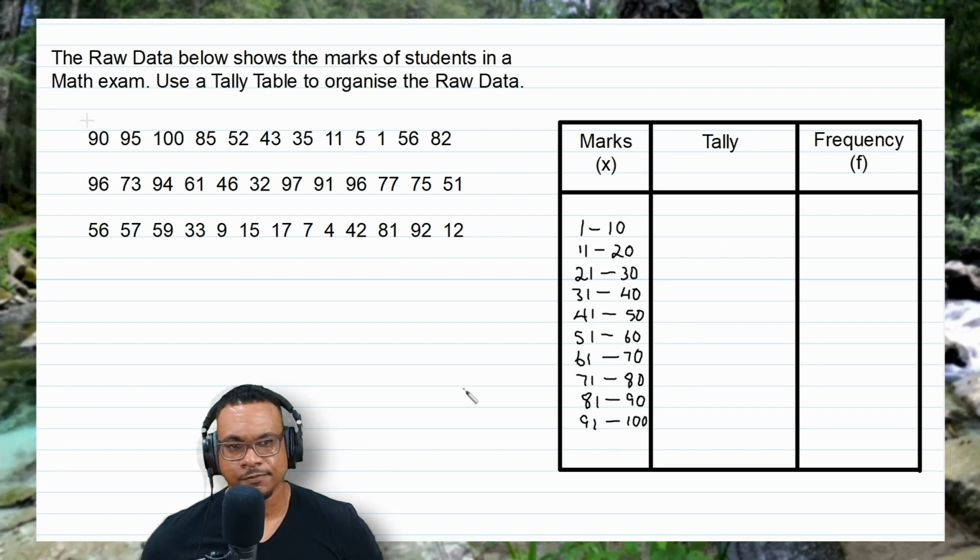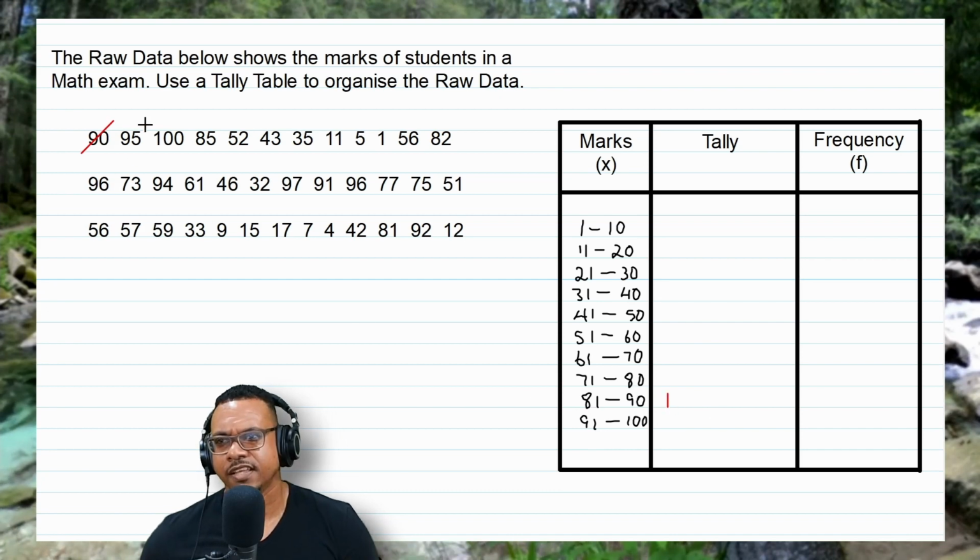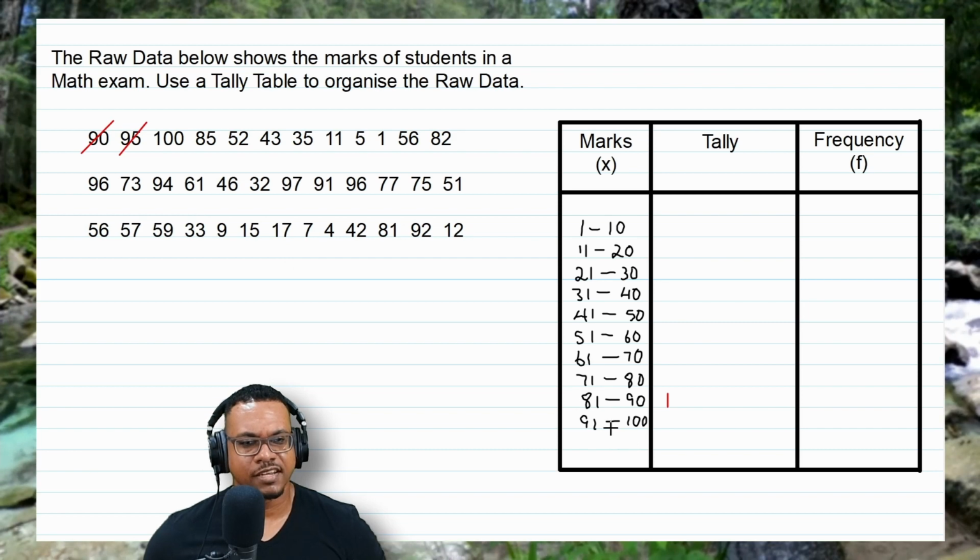Now I'll do the tally. So when I cross off 90, that will fall within the class interval 81 to 90. Because remember, this is going up to 90.5. So I'll put a stroke here. Then 95, that will fall in the class interval 91 to 100. Well, 100 will fall within the class interval 91 to 100. 85 will fall in the class interval 81 to 90.